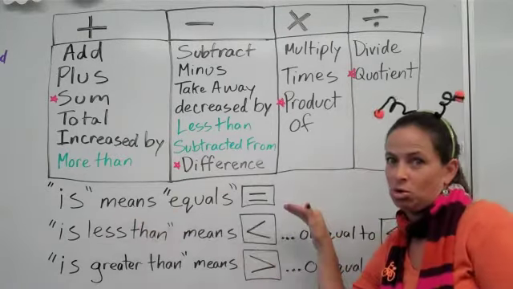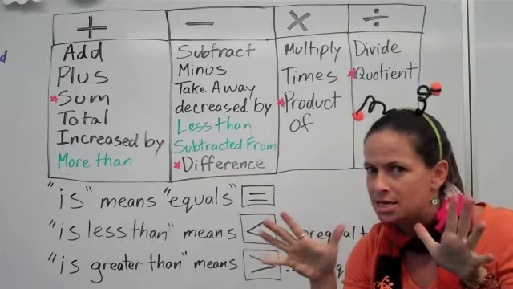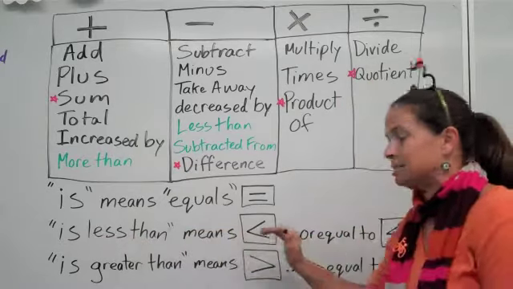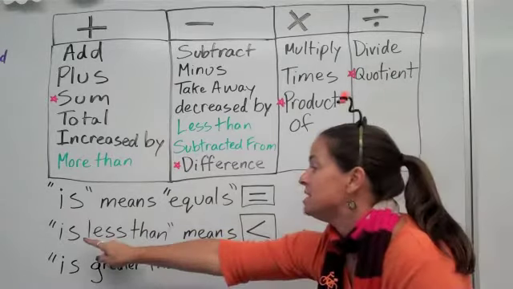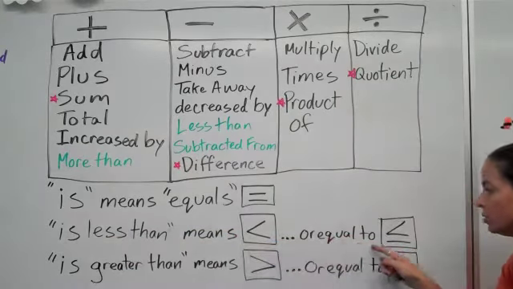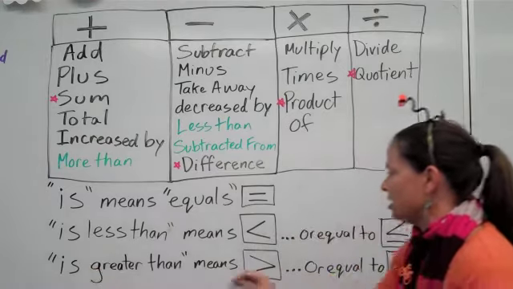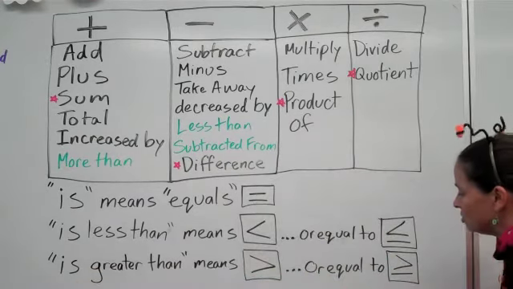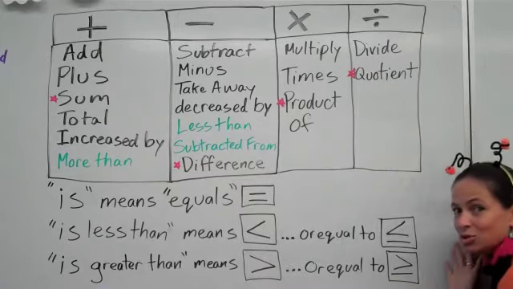Is means equals. So whenever you hear the word is, that means it equals. So is less than means it's a less than sign. If it's is less than or equal to, it's the less than or equal to sign. Is greater than means greater than. Is greater than or equal to means the greater than or equal to sign.